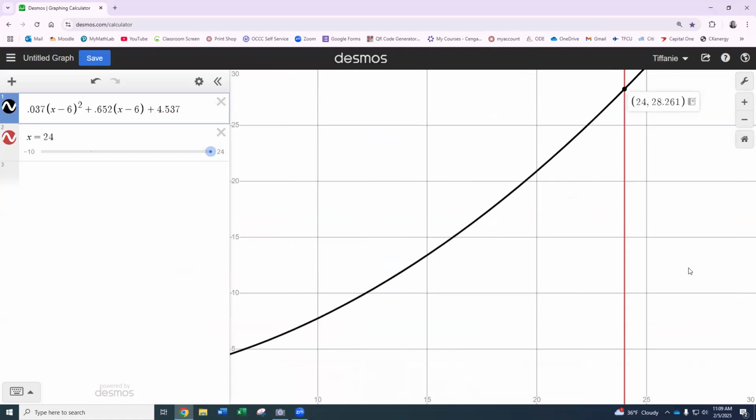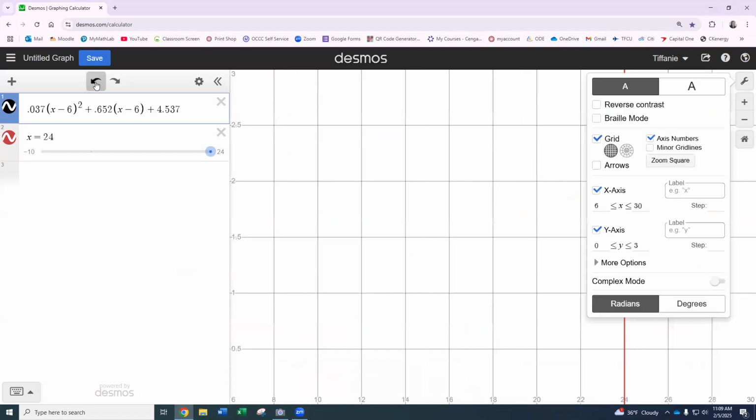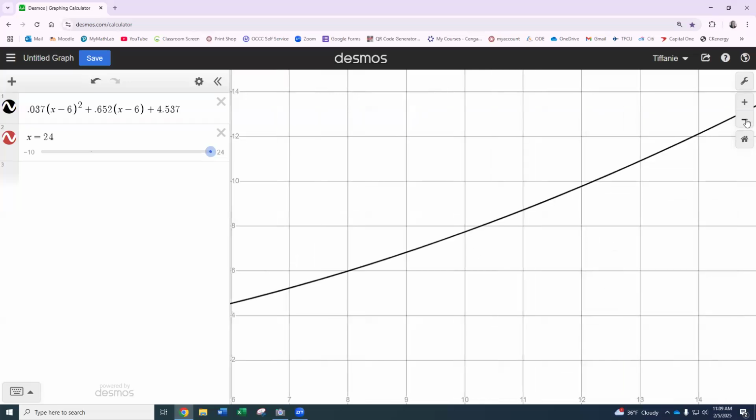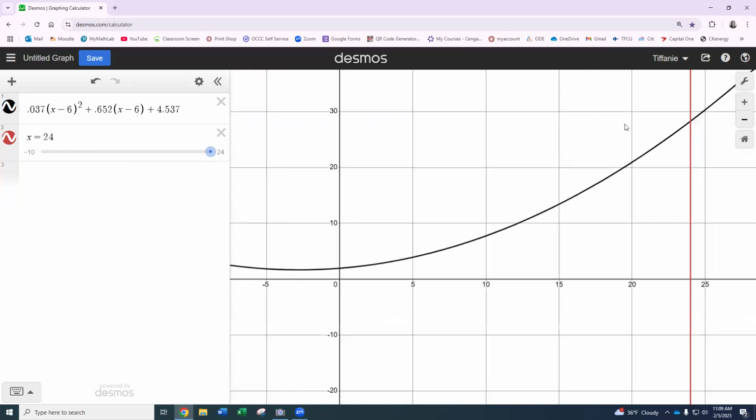Okay, so expand and expand, get that intersection in your graph. There's no right or wrong way to do it. And then technically, we could have even not messed with the window. You could have just simply zoomed out until you got to that intersection. So you don't even have to play around with the numbers if you don't want to. But here we have M of 24 equals 28.261.